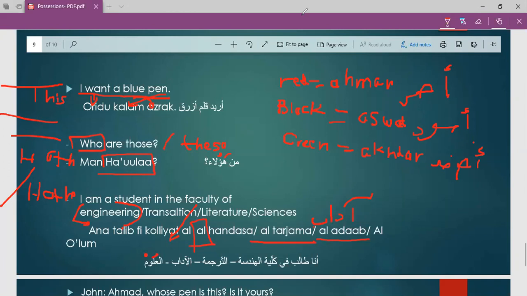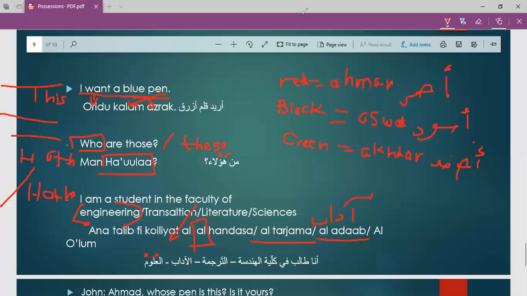Whose is what? Liman. Pen is this. Qalam. We're talking about an object, which is qalam. We put an object after whose. Liman hadha al-qalam. Is it yours? This is a yes or no question because it's going to be answered either by yes or no. Is it? What does is mean? Hal, it, huwa, yours, what you're talking about, what?